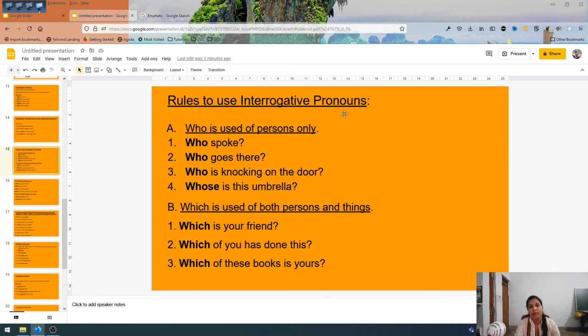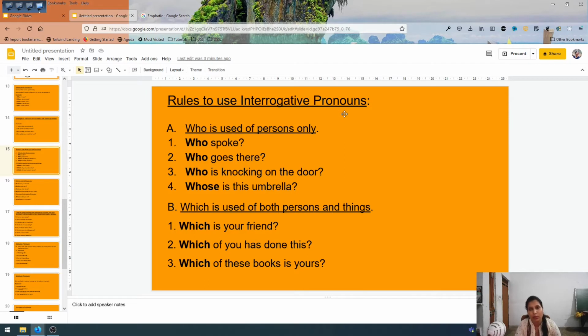Next is, there are some rules to write interrogative pronouns. For example, we use who for persons only, like when we are talking about some person. For example, who spoke, who goes there, who is knocking on the door, whose is this umbrella. Yes. And then the second rule is which.